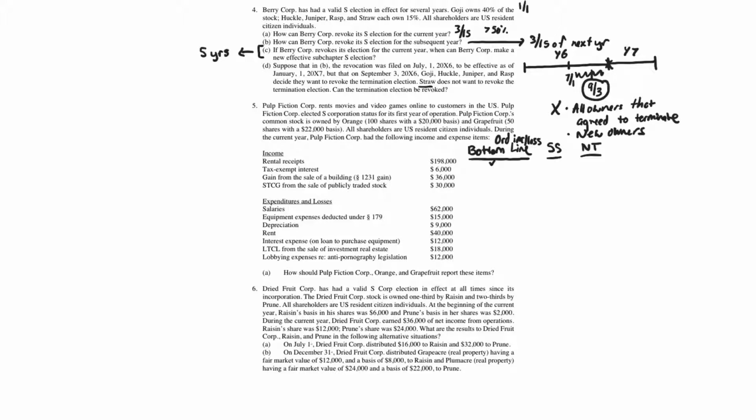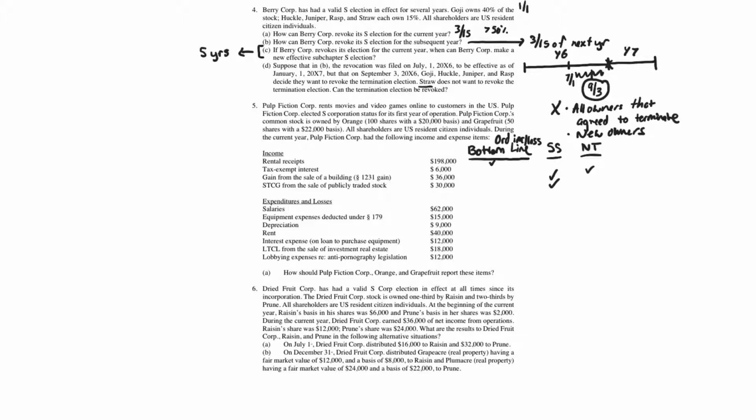What about tax-exempt interest? Tax-exempt interest would be a non-taxable item, right, because it's going to affect the basis but doesn't get taxed. It does go on the Schedule K for the S corporation and the K-1 for the specific shareholder. The gain from the sale of building, which is Section 1231, that's, of course, separately stated. Short-term capital gain, all capital gains and 1231 are always separately stated.